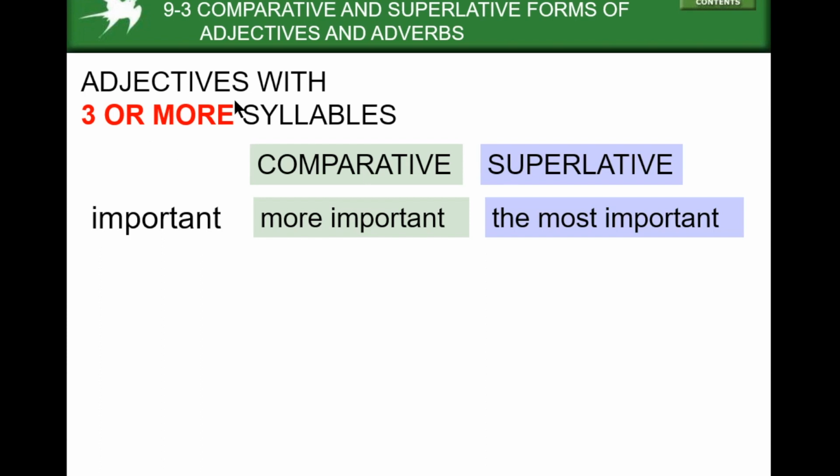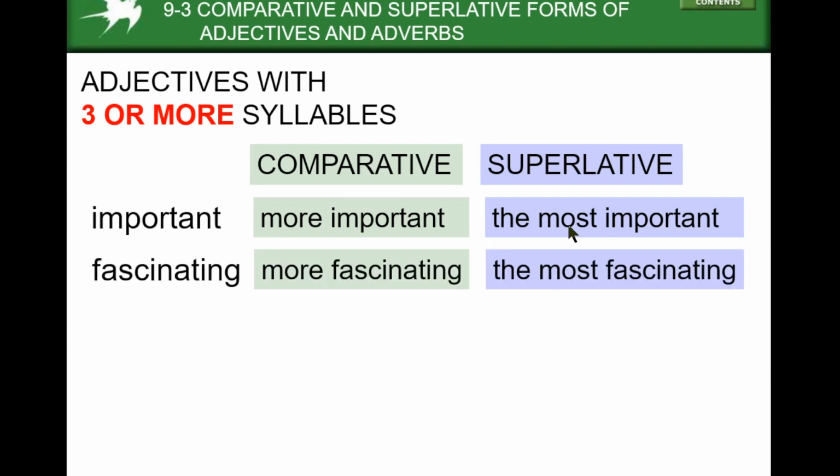Adjectives with three or more syllables are really long. So we put more or the most in front of the adjectives. For example, important, more important, the most important. Fascinating, more fascinating, the most fascinating.